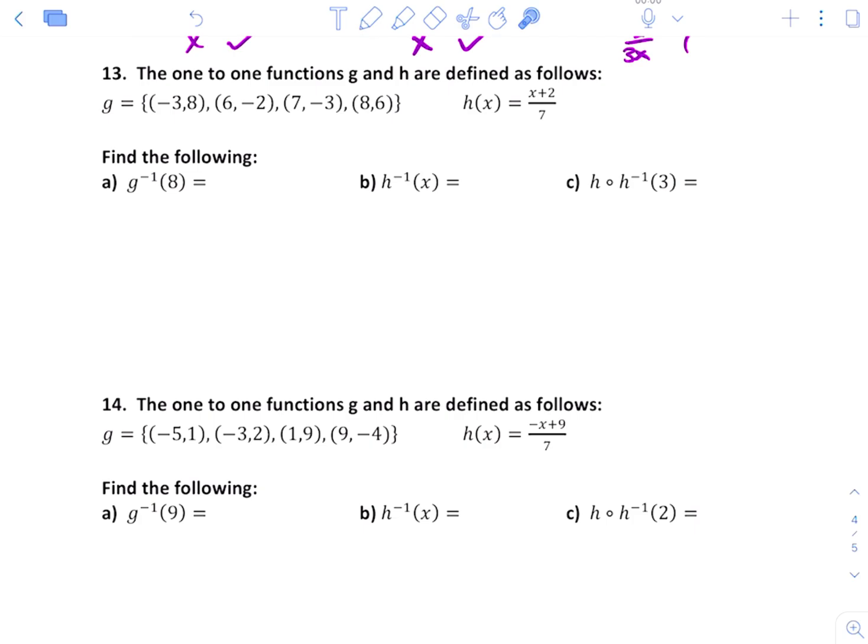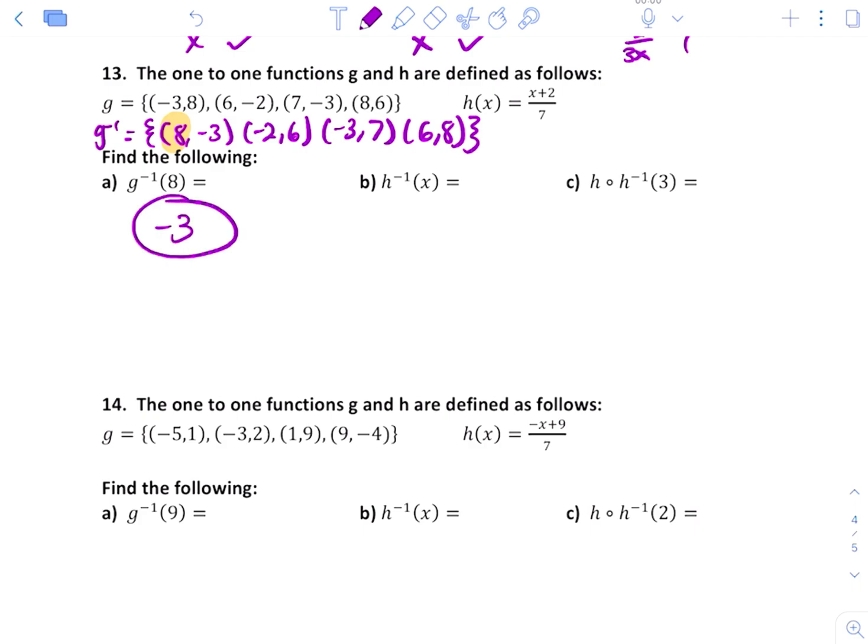So for the first part, we are finding g inverse of 8. So what we'd want to do is figure out what our g inverse is. To do that for points, we are just flipping them around. So (8, -3), (-2, 6), (-3, 7), and (6, 8). Okay. And then since this represents an x, I'm going to find the 8 x value in the inverse of g. So that is this one right here. And then whatever its y is, that is my answer. So negative 3 would be my answer for this one.